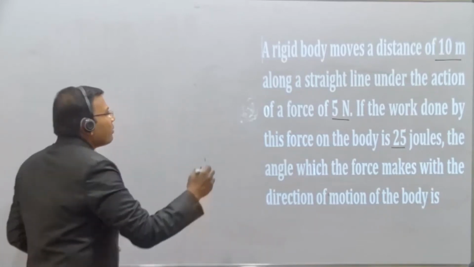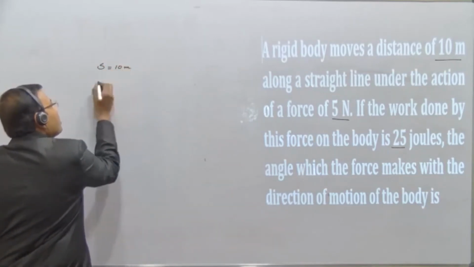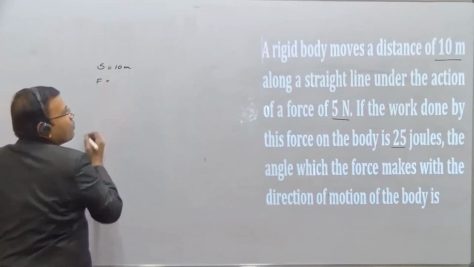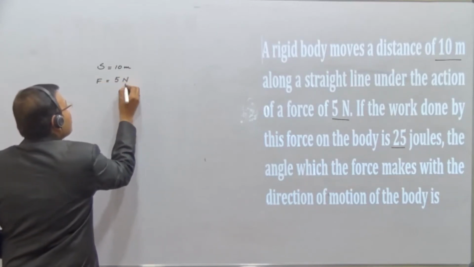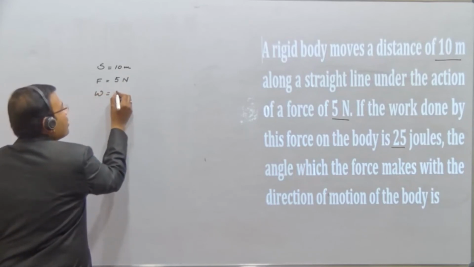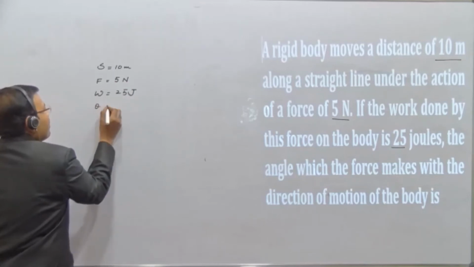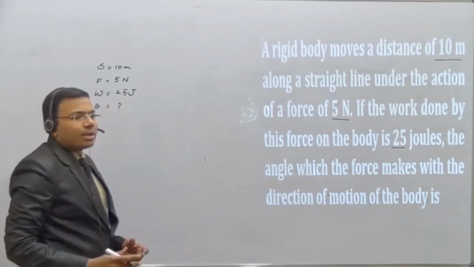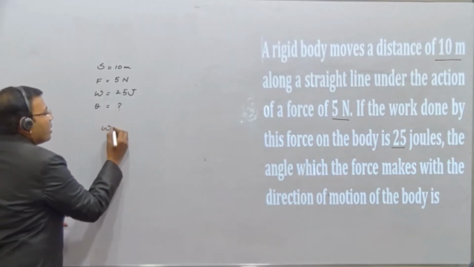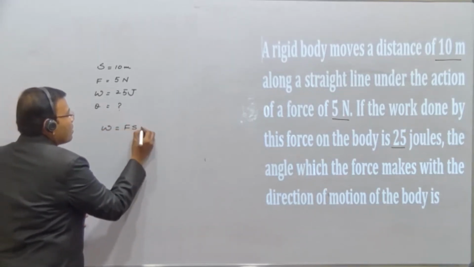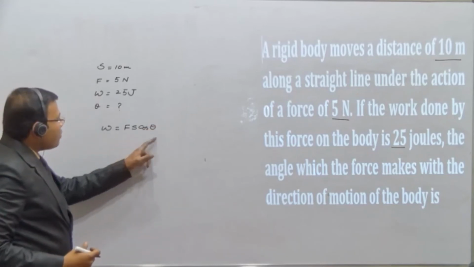So let us go with this. This is the displacement. Given data I am writing. Force, how much? The force acting is 5 Newton, and the work done is 25 joule. Next we have to find this theta, how much is the angle theta, that is our question. So under this situation, the work done is equal to what? Fs cos theta. Today we have discussed only this one, right? So W is equal to Fs cos theta.